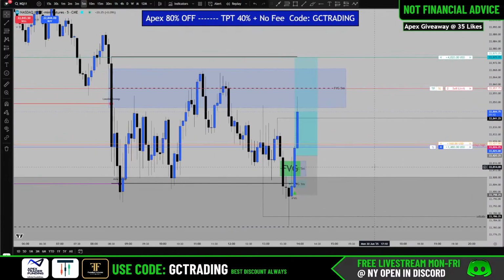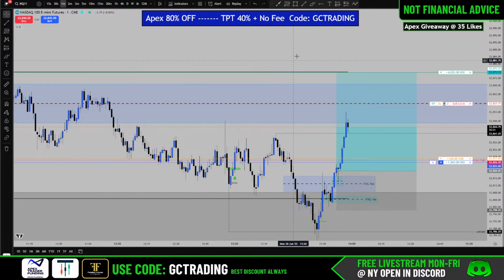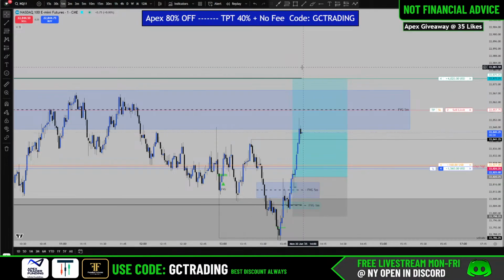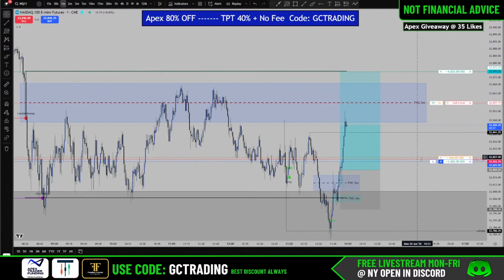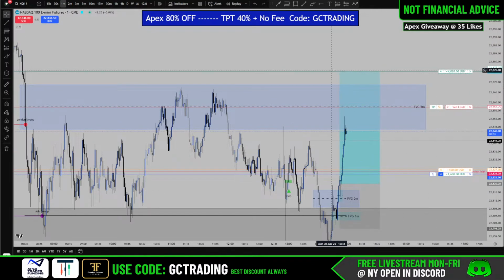The indicator gave the signal right there. And now what do we do? Tapped into the 5-minute inversion and tapped into the 5-minute gap. So that's our first target. Anything else is just free profit since we are at break even now. Risk is off the table. Next target CE. After that's ORB high.